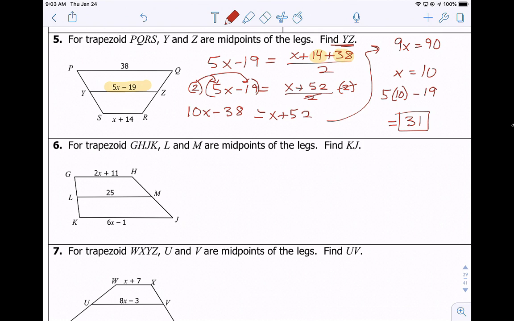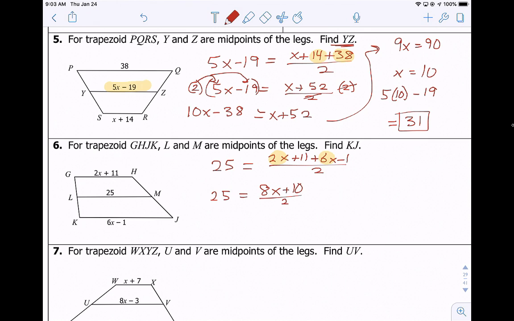You can stop now if you think you have the algebra and do the activity. If you want one more, I'm going to do number 6 as well. All right. Same thing. In this case, my midsegment is 25, and I need to set it equal to 2x plus 11 plus 6x minus 1 and divide by 2. So that means 25 is going to be equal to the 6 plus the 2 is going to give you 8x. And 11 minus 1 is going to give you a positive 10, and you'll still divide by 2.